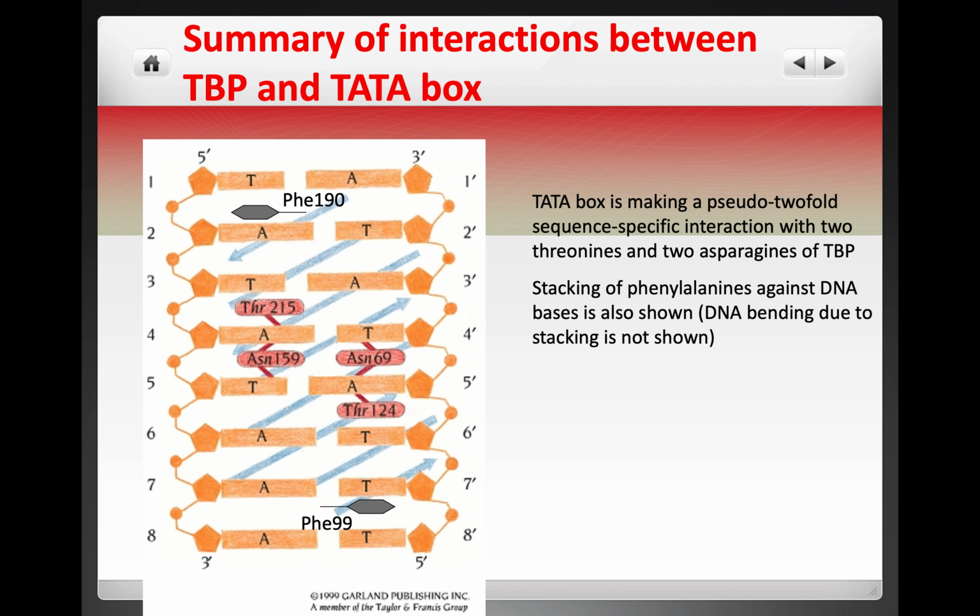So the summary of interactions between the TBP and the TATA box is as such. We know that the TATA box makes a pseudo two-fold sequence-specific interaction with 2 threonines and 2 asparagines of the TBP, as you can see here, THR and ASN. Stacking of phenylalanine against DNA bases is also shown, with DNA bending due to stacking. Of course, it's not shown here, but it is shown in the second diagram just now.